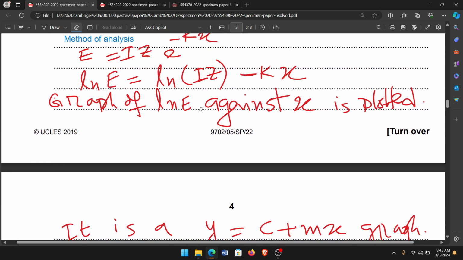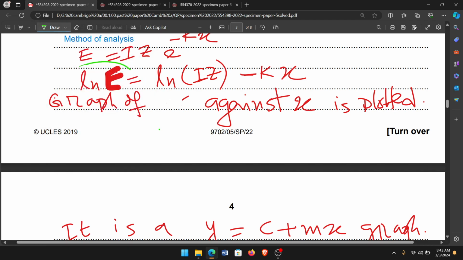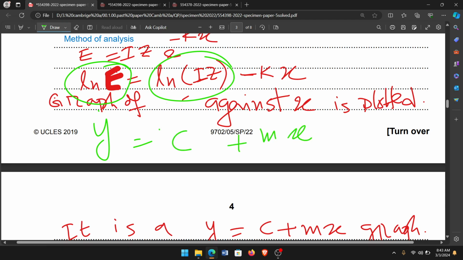Look, it is a y equals mx graph. ln E is the y variable, and the whole thing is y equals c plus mx. It's a straight line, but not passing through the origin. The gradient is minus k, and c is all this.